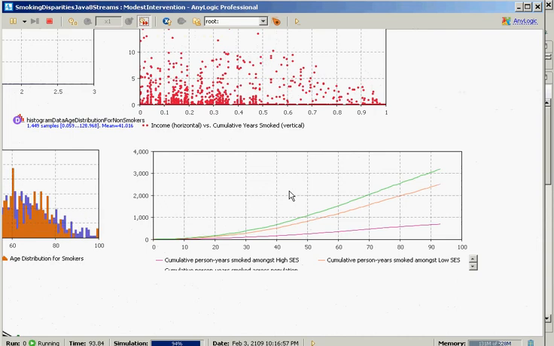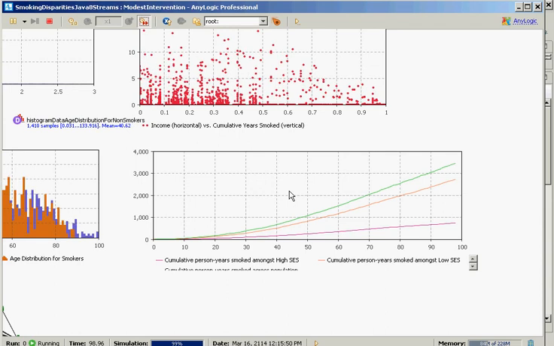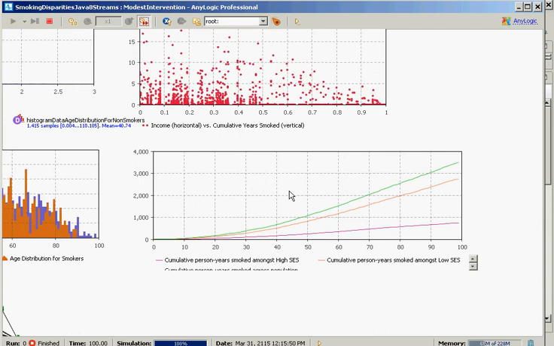So here, going from a 10% to a 50% reduction, multiplied our gains from that intervention, not by a factor of 5, 10%, 50%, by a factor of 10.